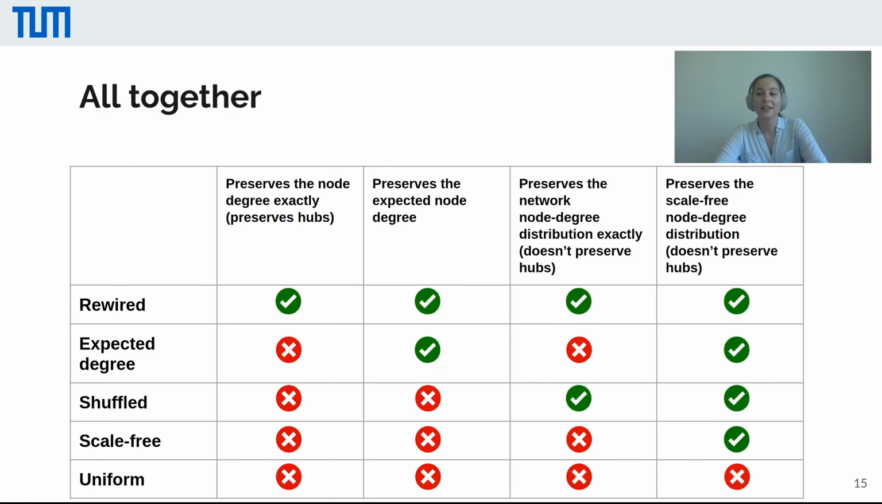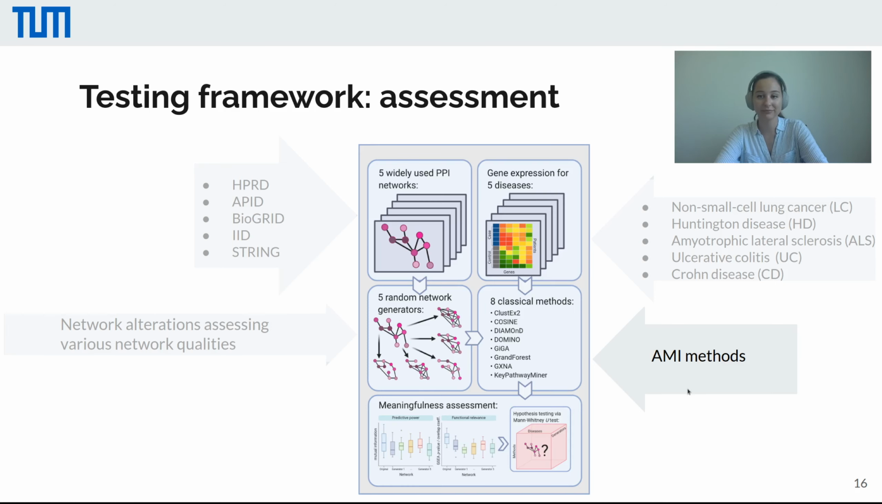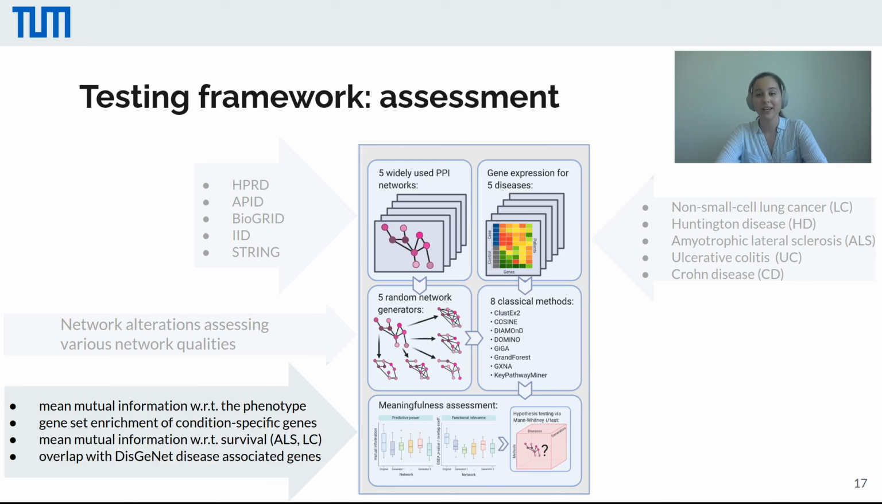We can see now that the generators are ordered from the most conservative, rewired, to the least conservative, uniform. Each of the generators assesses different qualities of networks, such as the influence of exact node degree, expected node degree, or the node degree distribution. Original and permuted networks, along with gene expression and phenotype information, are then fed into 8 popular methods. And each run is assessed with metrics that measure the functional association of the produced gene set, as well as the ability to explain the phenotype in question.